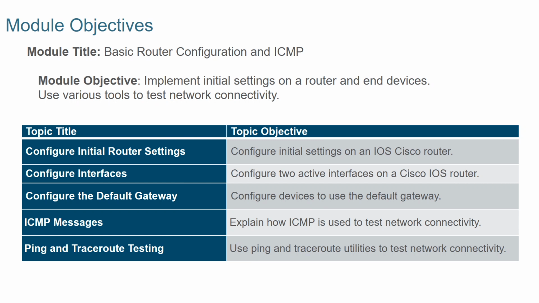The objectives are to implement initial settings on a router and end devices and use various tools to test network connectivity. We'll be looking at how to configure initial router settings, configure initial routing settings on a Cisco IOS router, configure interfaces, configure two active interfaces on a Cisco IOS router, configure the default gateway, configure devices to use the default gateway, ICMP messages, explain how ICMP is used to test network connectivity, ping and traceroute testing, using the ping and traceroute utilities to test network connectivity.